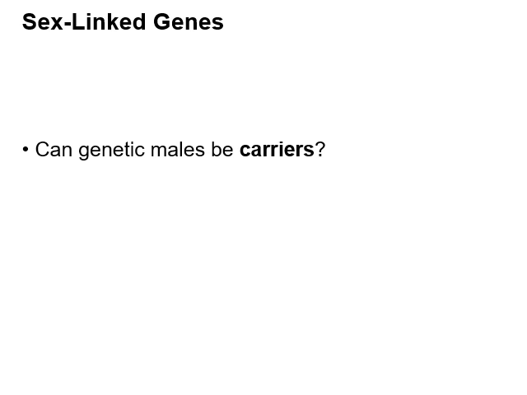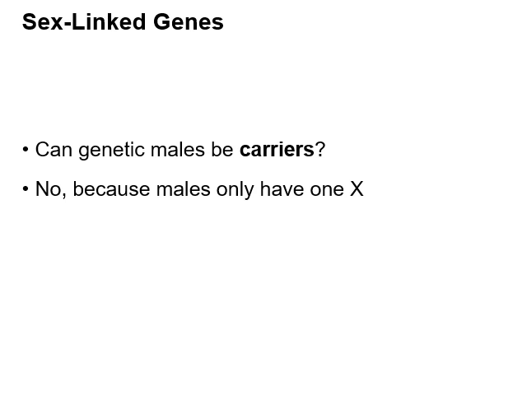Genetic males in general have an X and a Y chromosome, meaning that they cannot be carriers because they only have one X chromosome. So for something like color blindness, a genetic male is either colorblind or they're not colorblind. There's nothing in between because they only have one X chromosome. Whereas a genetic female can be a carrier because a genetic female has two X chromosomes, so they could have one colorblind allele and one color-seeing allele. So a genetic female can be a carrier, whereas a genetic male either is colorblind or isn't colorblind. So the answer to this question, as I just explained, is no, because males only have one X chromosome.